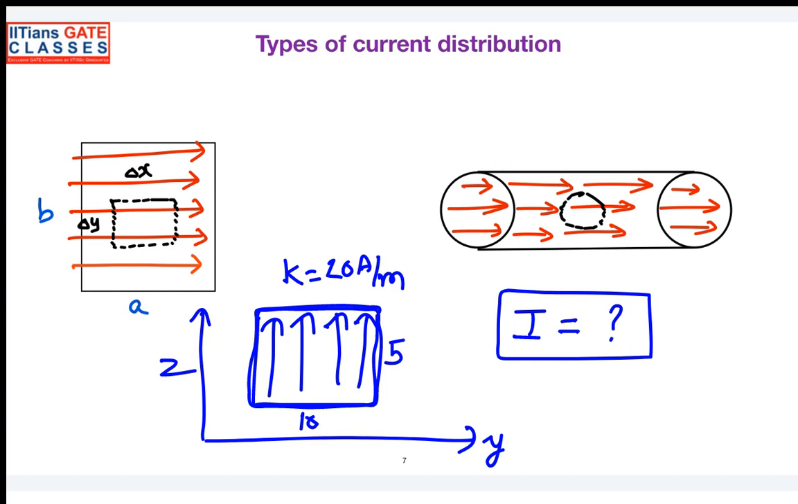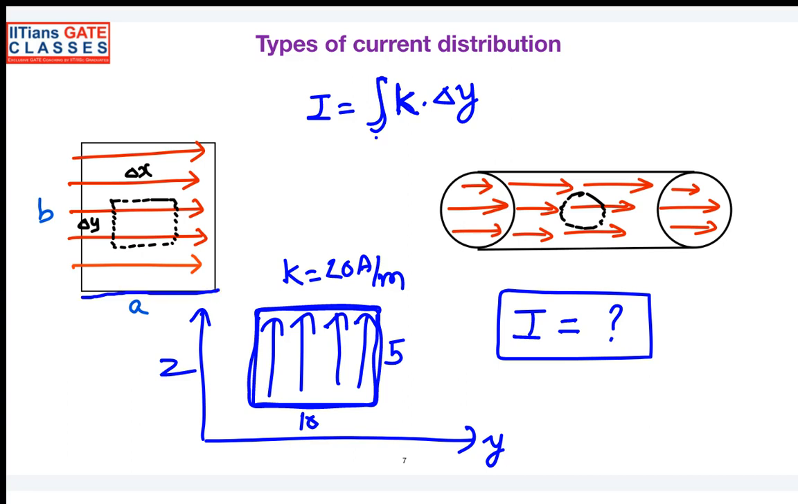100. Why is it 100? K into 10. Exactly. I have seen in the previous case also, the value of I is nothing but the line integral of K into delta Y. So always you have to integrate the surface current where the limits you are applying should be perpendicular to the current, right?